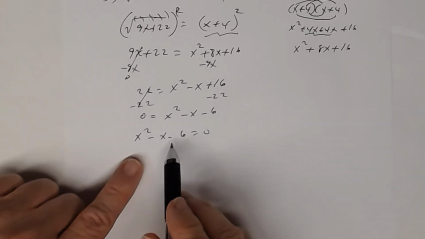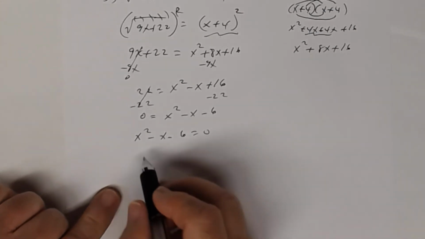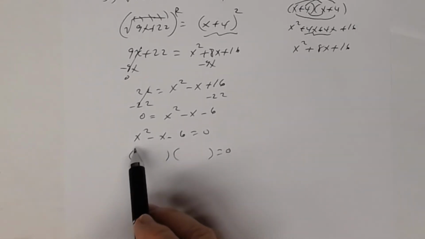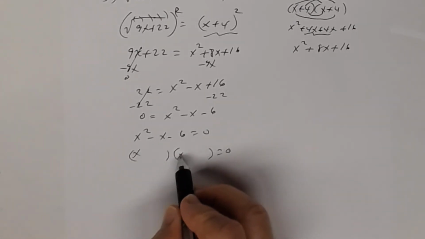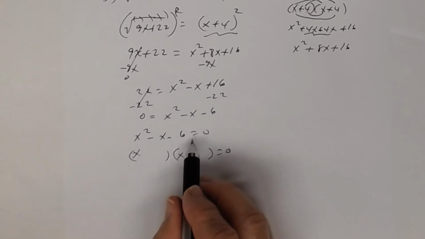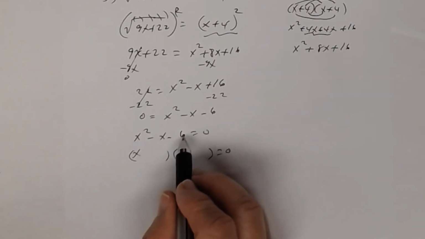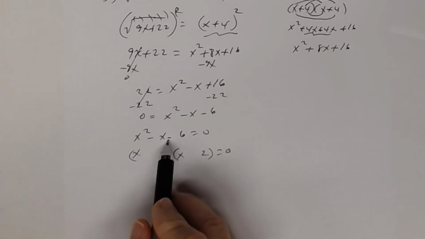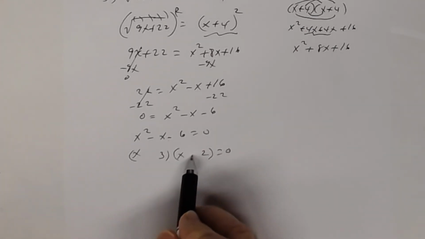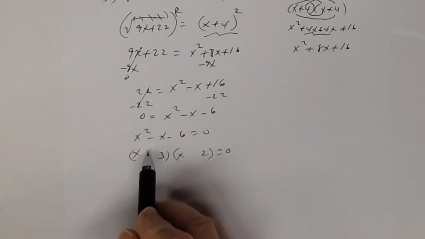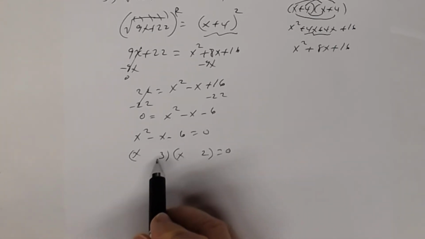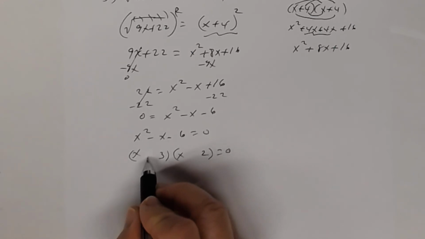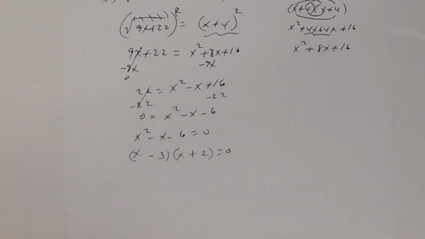Now remember, the ones we're going to deal with are factorable, so let's just go ahead and factor this. When I factor this, I get x, because x times x is x squared. For 6, let's try 3 and 2. So let's put 3 here, 2 here. The last sign's negative, so that means these signs are different. And I want the outer and the inner to add up to a negative x. The only way that can happen is if 3 is negative and 2 is positive.